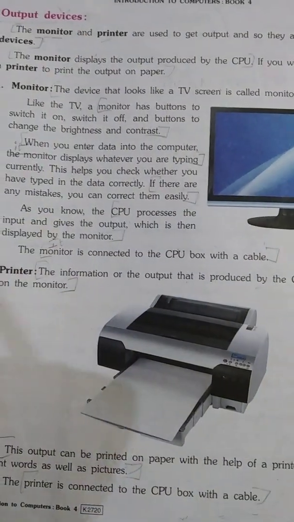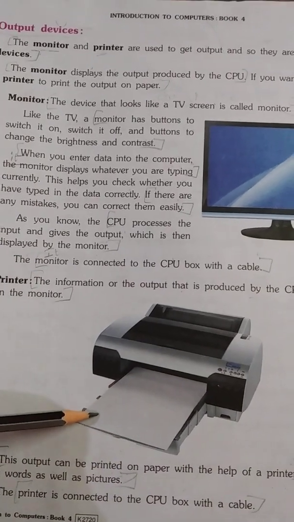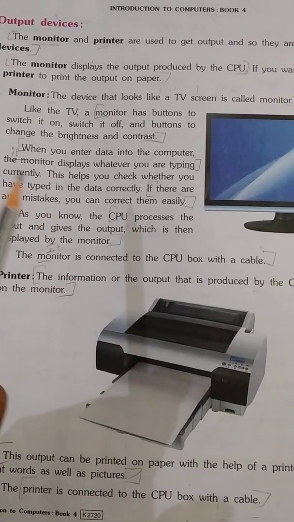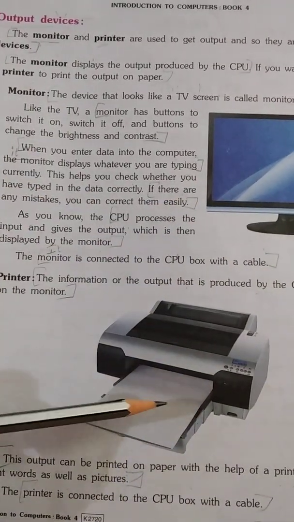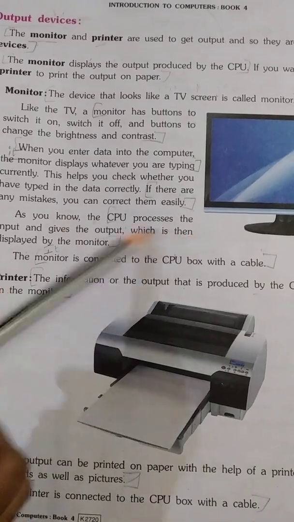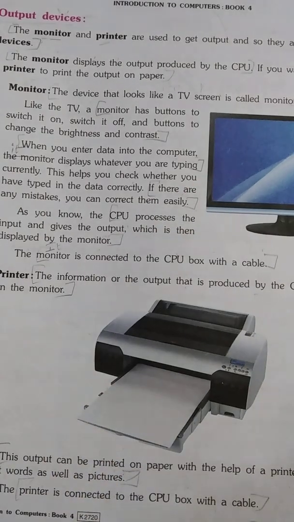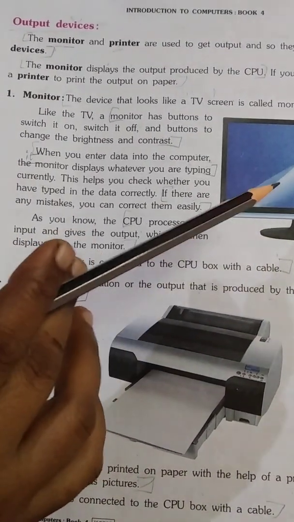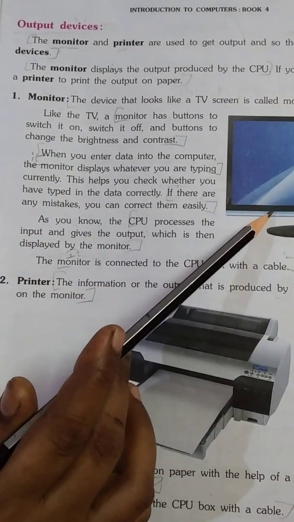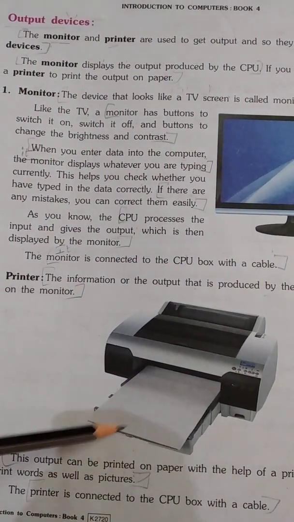Now, output devices. Which are the output devices? Monitor and printer. Monitor and printer are used to get output. Whatever output you get with the help of these two things, so they are called output devices. The monitor displays the output produced by the CPU. If you want, you can use a printer to print your output on paper.